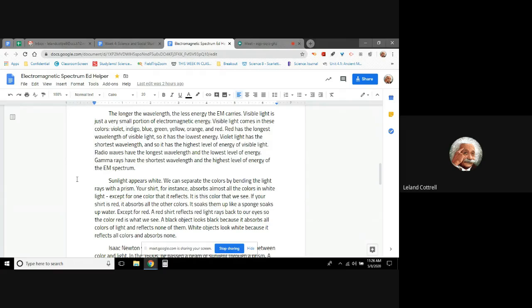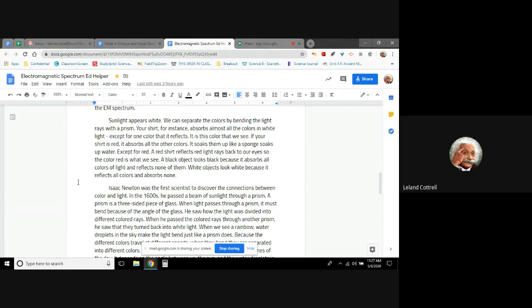Visible light comes in these colors: violet, indigo, blue, green, yellow, orange, and red. Red has the longest wavelength of visible light, so it has the lowest energy. Violet has the shortest wavelength, and so it has the highest level of energy of visible light. Radio waves have the longest wavelength and the lowest level of energy. Gamma rays have the shortest wavelength and the highest level of energy in the electromagnetic spectrum.